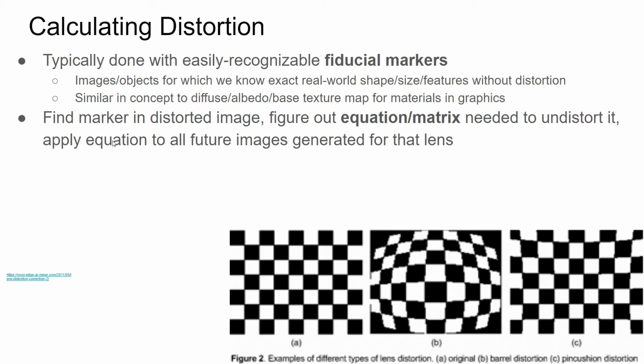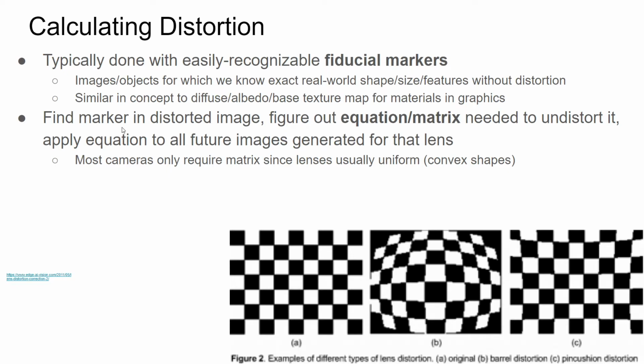And the basic process is you find inside of the image that you got from a certain perspective where the marker is, and then you figure out the equation or the matrix that you need to undistort it in that image, and then you apply that equation to any other images that are generated for that lens. And as you can imagine, that means that you only need to do this once for each lens.